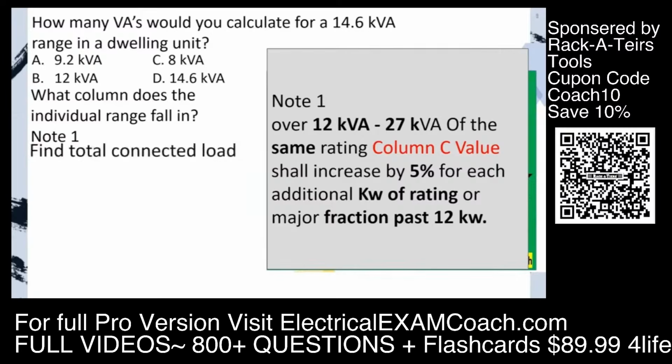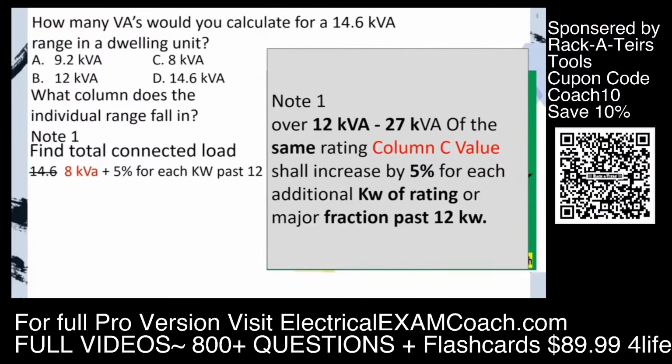Step 1 is find your total connected load. In this case, it told us to increase the column C value by 5%. So we start on the left-hand side and find our number of ranges, which is 1, and then we cross over and find the column C value, which is 8 kVA.